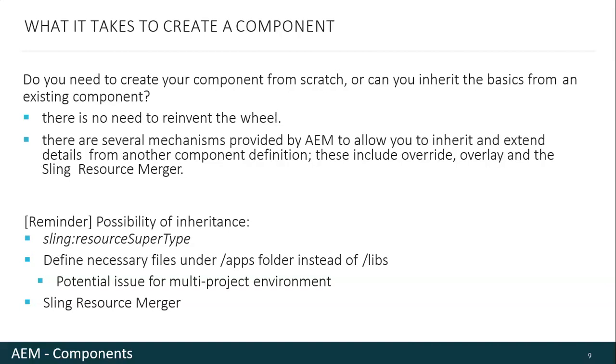Let's revise. Which options do we have in terms of inheritance? Sling resource supertype, to define the parent component by hierarchy. Define necessary files under the apps folder instead of libs. The main disadvantage of this approach is that you will override out-of-the-box components for all projects on your AEM environments, and it can lead to issues for multi-module environments because requirements can be different between modules. And Sling Resource Merger is the new way of inheritance in Touch UI.